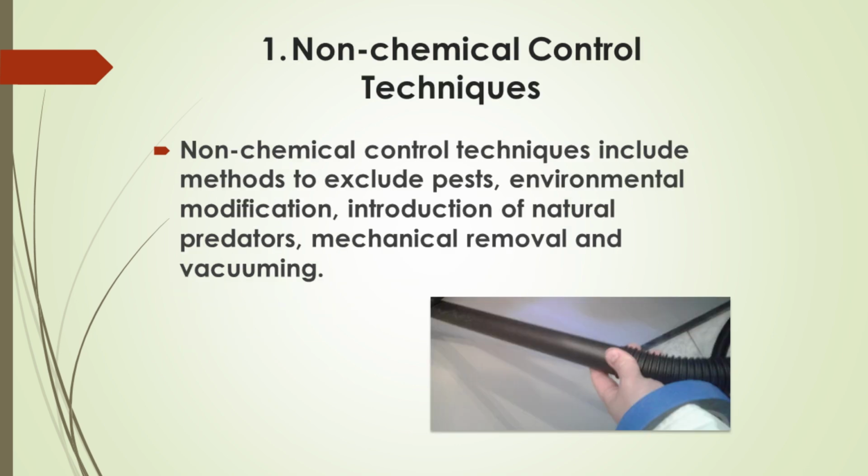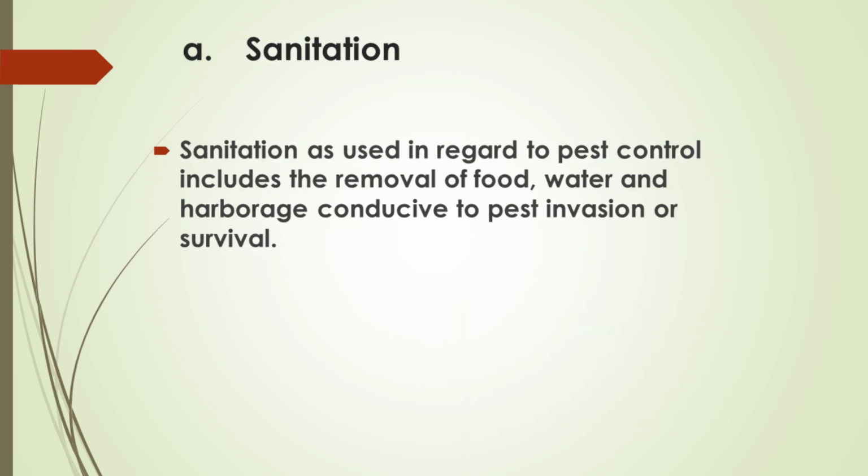1. Non-chemical control techniques. Non-chemical control techniques include methods to exclude pests, environmental modification, introduction of natural predators, mechanical removal, and vacuuming. Next, we're going to take a look at sanitation.